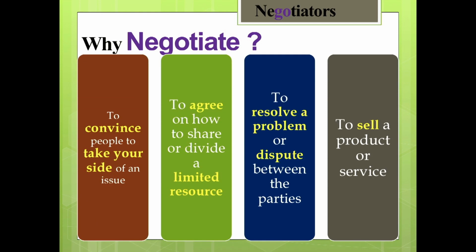So the next question is, why do we need to negotiate? Negotiation is a means of resolving differences between people so that we can all reach a mutually beneficial solution. So we can negotiate to convince people to take your side of an issue. We can negotiate to agree on how to share or divide limited resources. We can also negotiate to resolve problems or disputes. And we can also use negotiation to sell a product or a service. And there are lots more reasons that people use negotiation to win their wish, right?